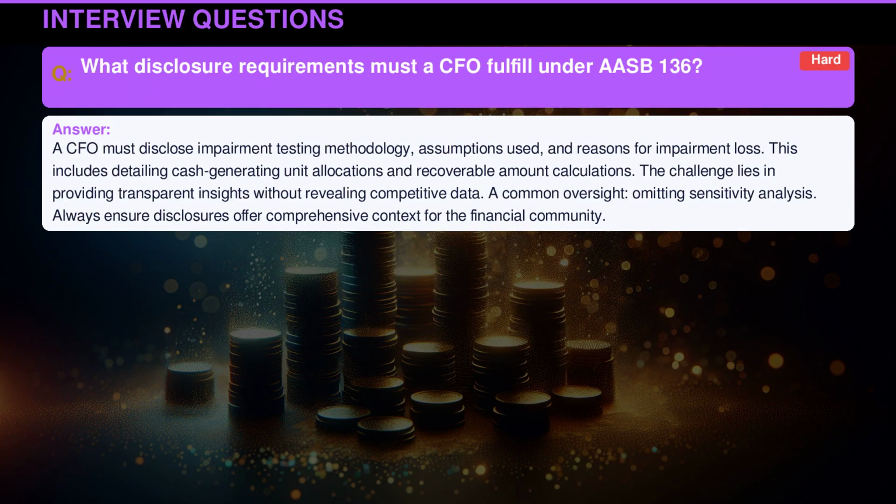A CFO must disclose impairment testing methodology, assumptions used, and reasons for impairment loss. This includes detailing cash-generating unit allocations and recoverable amount calculations. The challenge lies in providing transparent insights without revealing competitive data. A common oversight: omitting sensitivity analysis. Always ensure disclosures offer comprehensive context for the financial community.